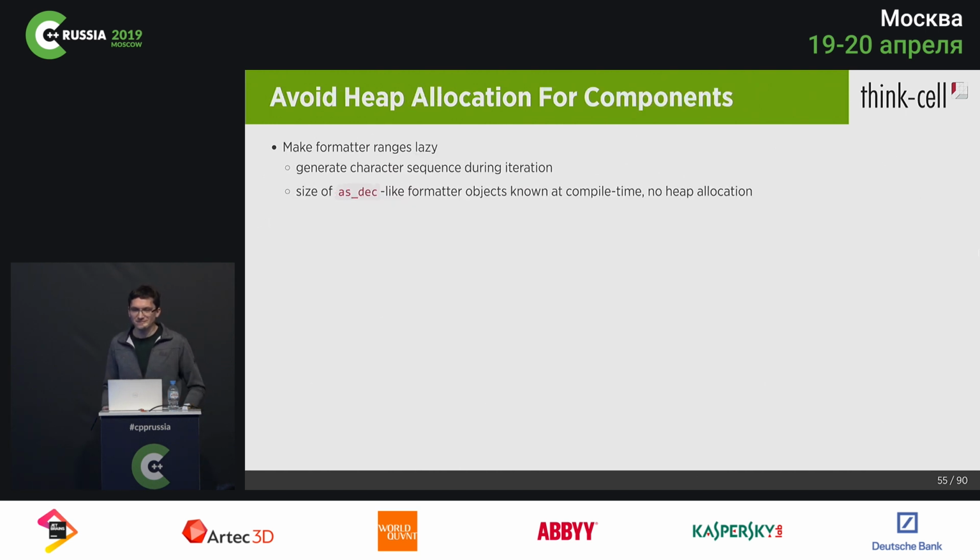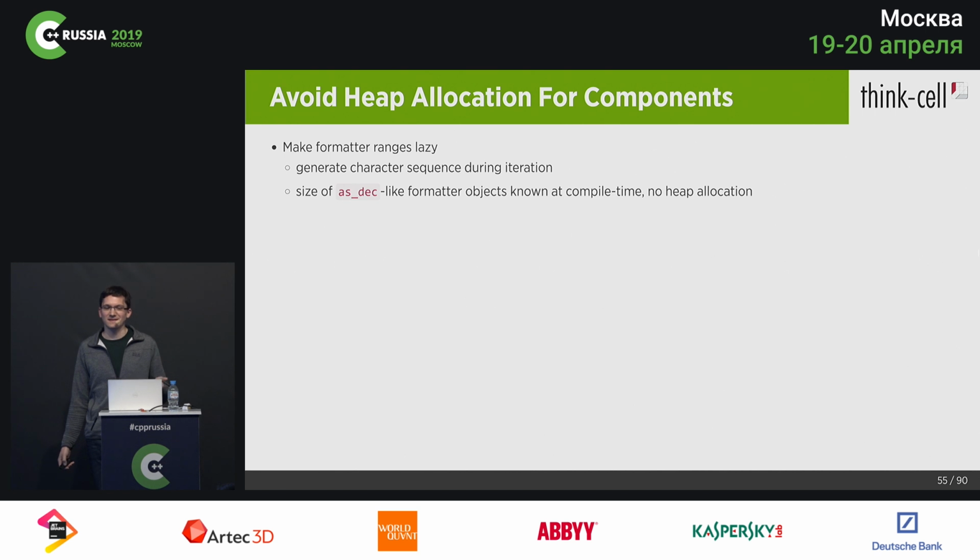So the idea here is to make it faster. Basically, first of all, we need to get rid of unnecessary heap allocations. So we can do that. We are working with ranges, so why not just make these ranges lazy? We can have all the formatters use lazy evaluation to just not generate the character string up front.